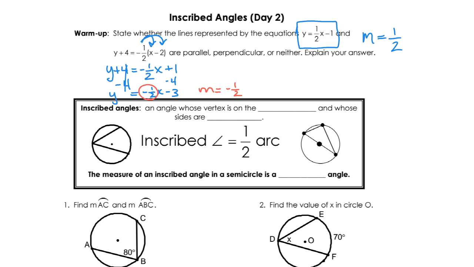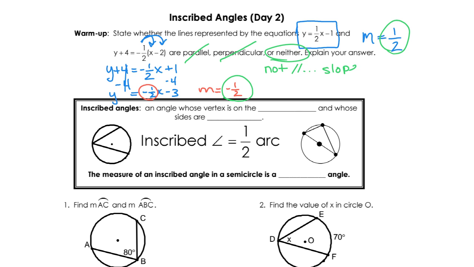And since these slopes are not the same, we have negative 1/2 and positive 1/2, so they're not the same. And they are also not negative reciprocals. They are opposite signs, but they are not flipped. Okay, so they're not perpendicular. So we're going to go with neither, and we're going to go ahead and say not parallel.